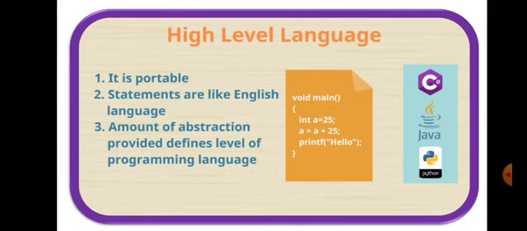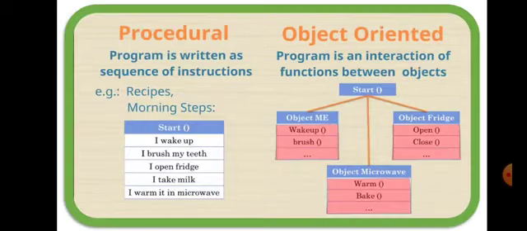And what are the high level languages? I have given you 3. One is C programming, Java programming and Python programming. All these 3 are examples of high level language. Hope you understood this page, children. Can we move on to the next slide?